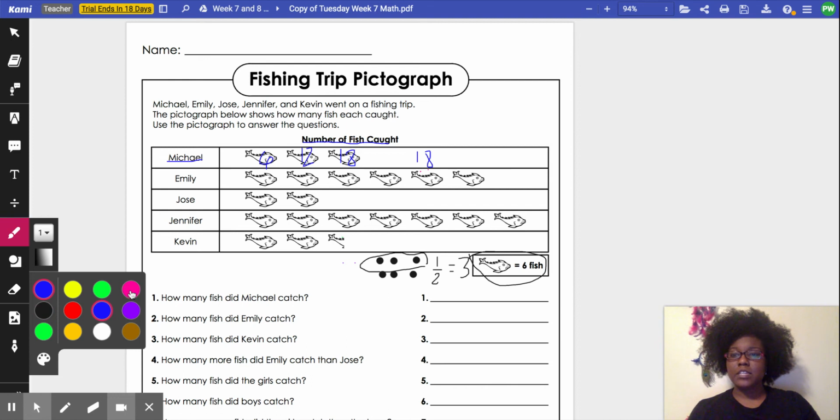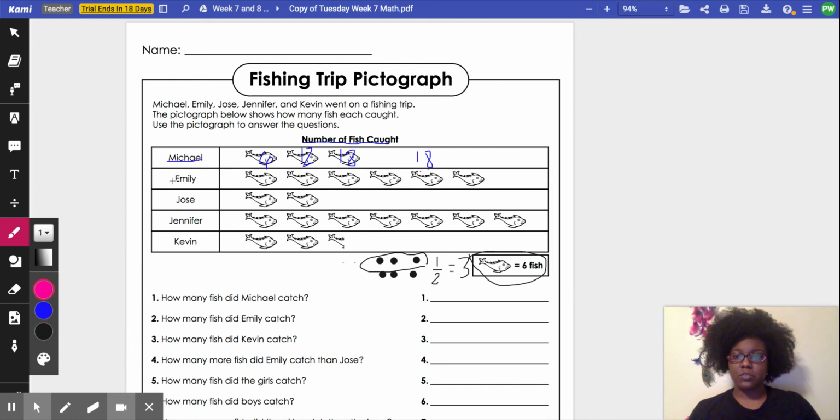Now I'm going to move on to Emily. I'm going to use pink for her since she's a girl. Now, boys can like pink as well. I'm just using pink so that I can see which ones are my boys and which ones are my girls. It'll help us later on, I promise.